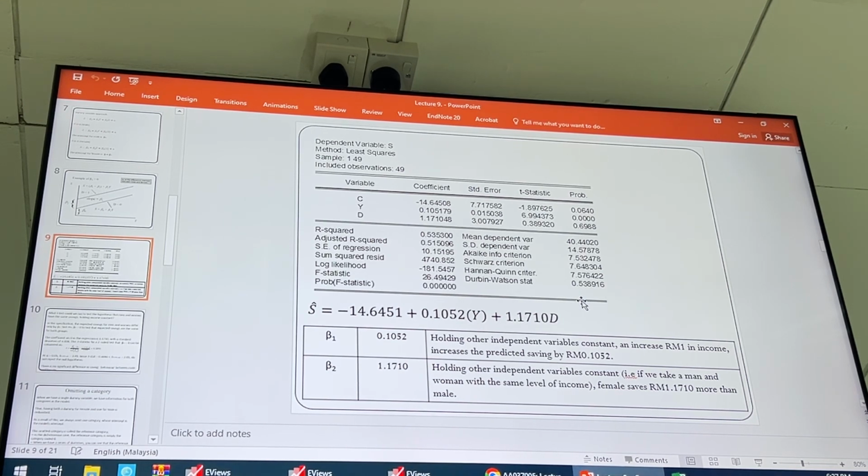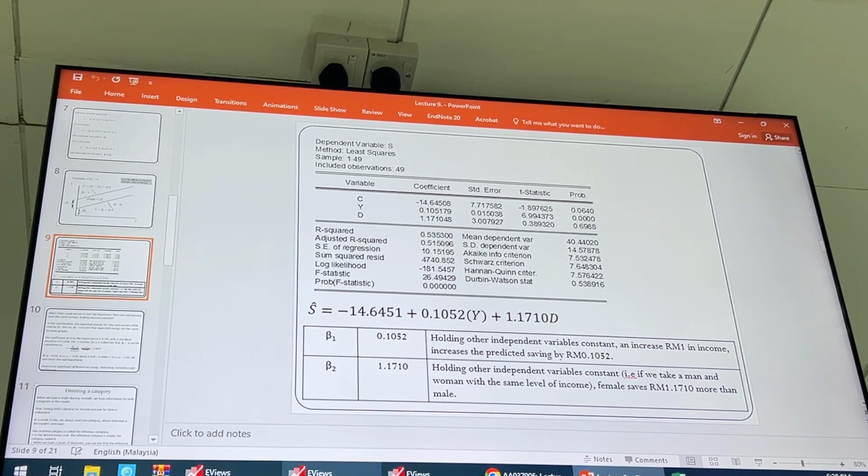Basically the autocorrelation problem normally happens for time series data. This is not time series data, it is cross sectional. So you have to understand the difference between cross sectional and time series. Time series data can be annual, monthly or quarterly data. Here the data is collected at the same time from different sources. We have 49 different individuals, with information about saving and income. So this is cross sectional.